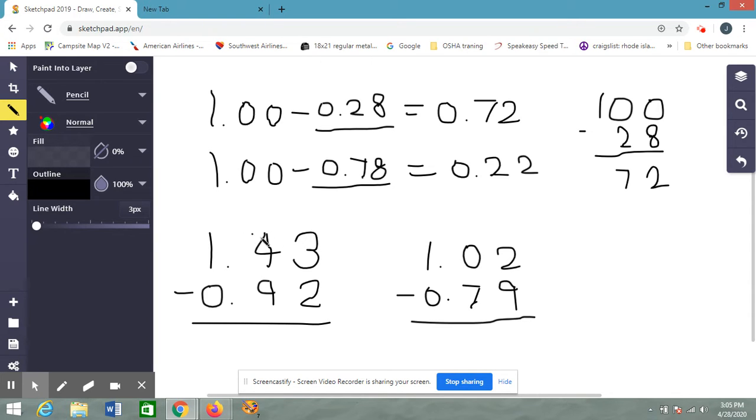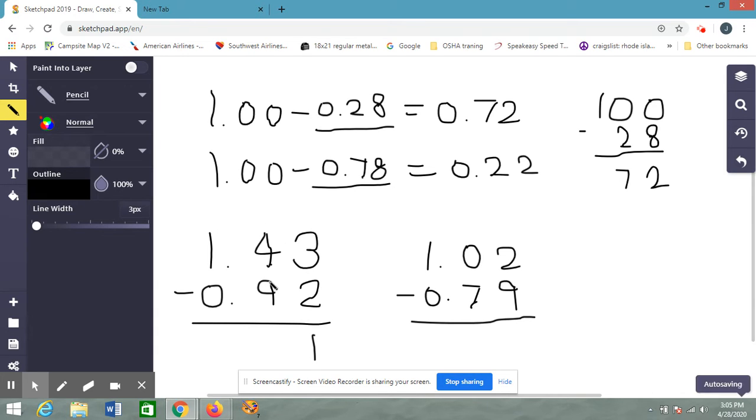So we have 1 and 43 hundredths minus 92 hundredths. So just like always, go all the way to the right to the farthest place value. That's our hundredths. Let's subtract those. 3 hundredths minus 2 hundredths. Can we do that? Yeah, we can do that. So that's 1 hundredth.